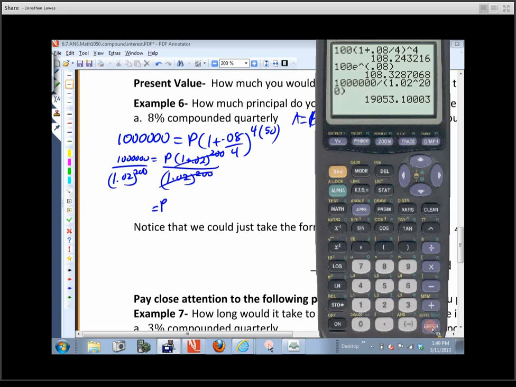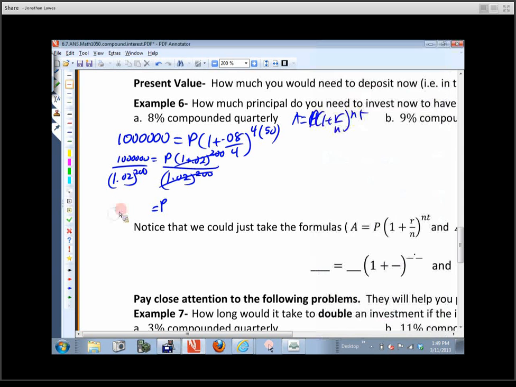What does that mean? Somebody say that for us? $19,053. So, if you could scrape together $19,053 right now, put it in the bank or some account that would give you 8% compounded quarterly, you'd have $1 million when you retire.